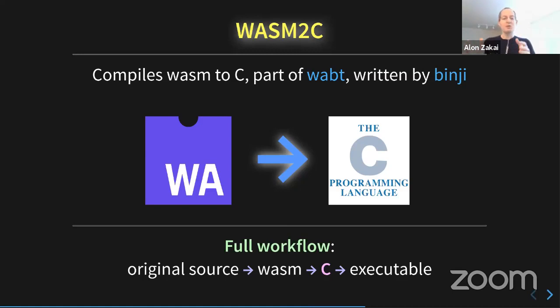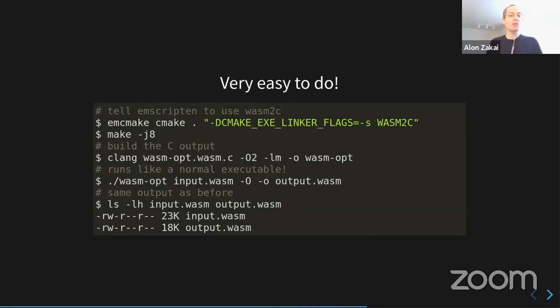The full workflow is something like: you take your source code, compile it to Wasm using your Wasm toolchain, and then you compile the Wasm to C using Wasm-to-C. And then you have C code, so you can just compile it to an executable using Clang or GCC. And this is very easy to do.